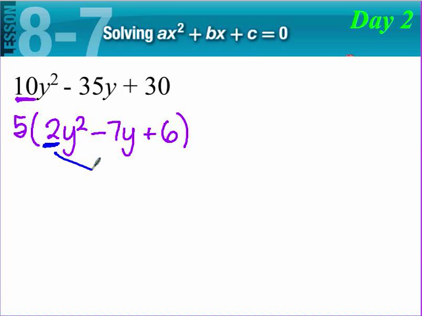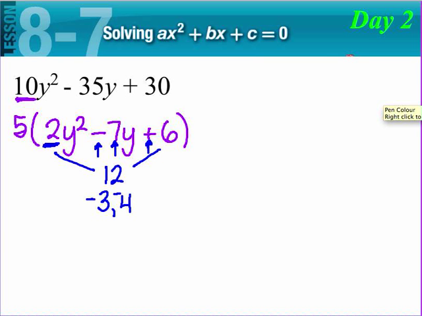Multiply 2 and 6. So 2 factors of 12 that add up to 7. What are those 2 factors of 12 that add up to 7? 6 and 4. 3 and 4. How do you get a negative 7 from 3 and 4? Both negative. And so then now, do we remember what our next step was to do?